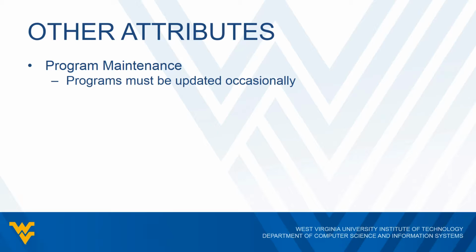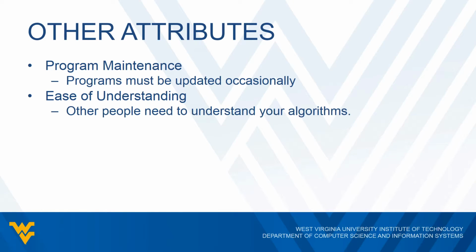Another thing we need to consider is the ease of understanding. I mean, if we're going to make changes to our algorithms, we have to make sure we understand them. Not only do we make sure that we understand the algorithm, but we have to make sure that other people are able to understand the algorithms.